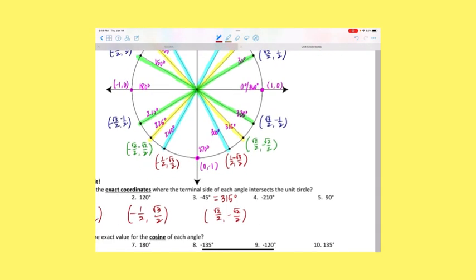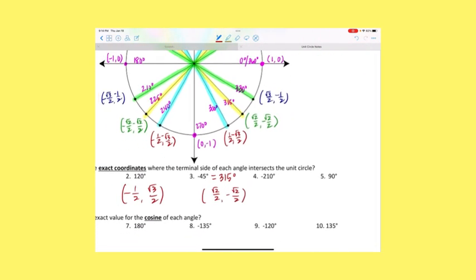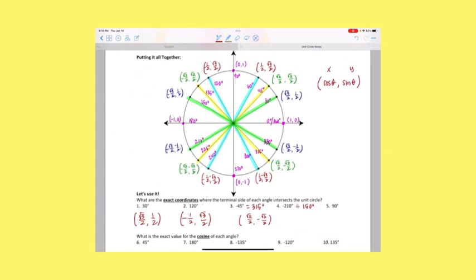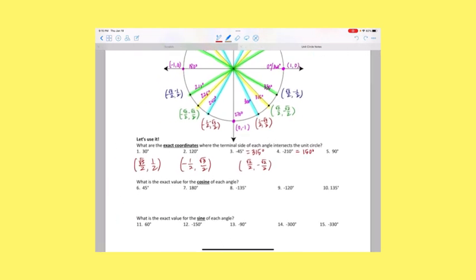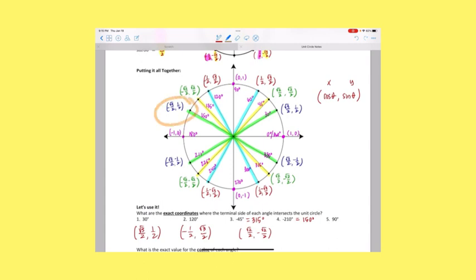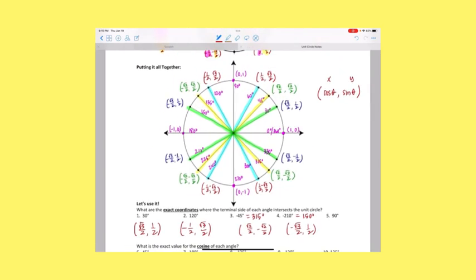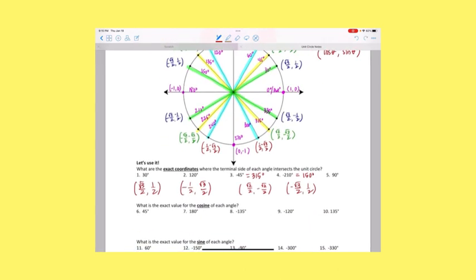Okay, negative 210. What is coterminal or the same as negative 210? Well, if I add 360, I'm going to get 150 degrees. So, another way is to look at the picture. If positive 210 goes halfway and then 1, then negative 210 is going to do the same thing in the other direction. It's going to go halfway and then 1. And again, that lands at 150 as the coterminal angle. And there at 150 are our coordinates. So we're going to say this is negative radical 3 over 2 and then 1/2. And then 90 degrees, I can see that one easily right there. Coordinates are 0, 1.